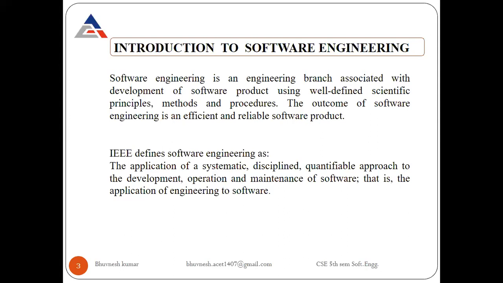Then the next definition is defined by IEEE, and this is the standard IEEE. What does IEEE define? That is the definition of software engineering: the application of a systematic way, meaning you have to develop an application in a systematic way, in a disciplined manner, and in a quantifiable approach. Quantifiable means the users that are using that software can easily use that product.